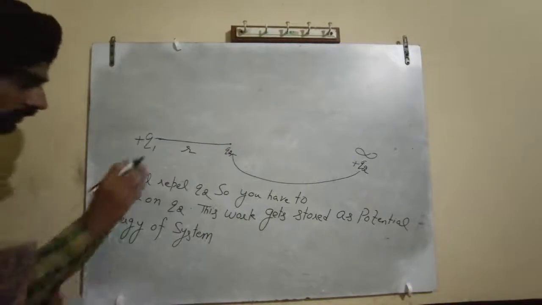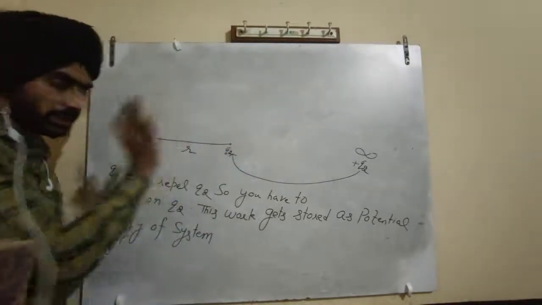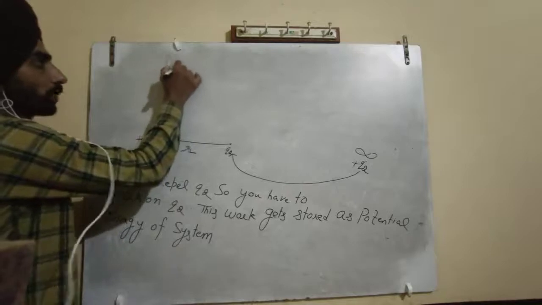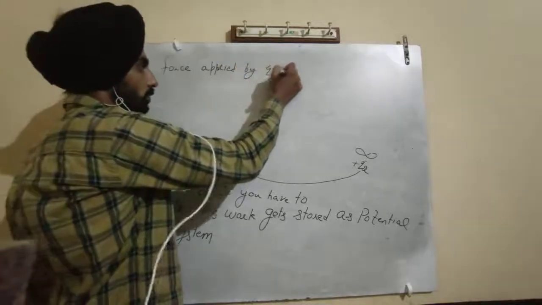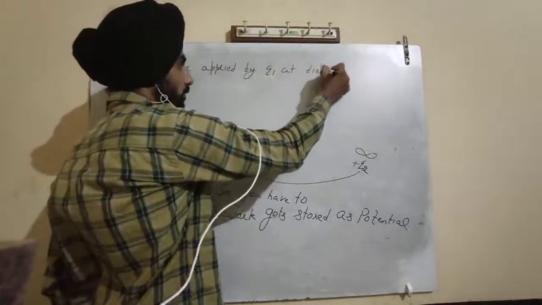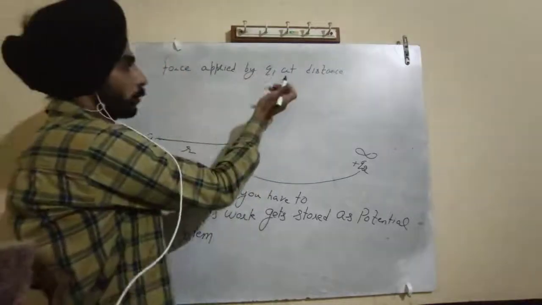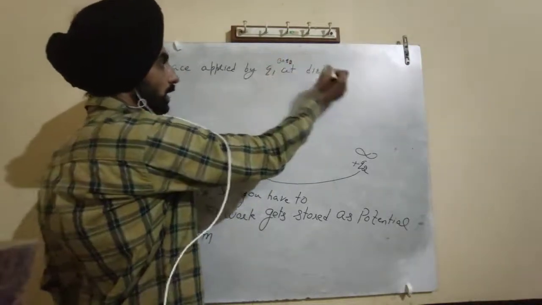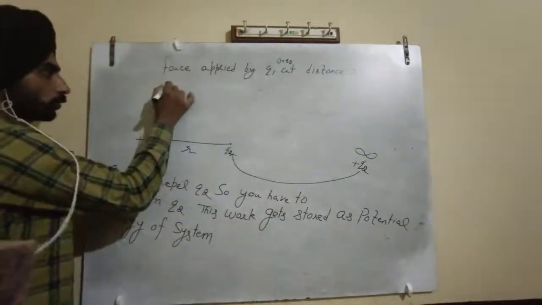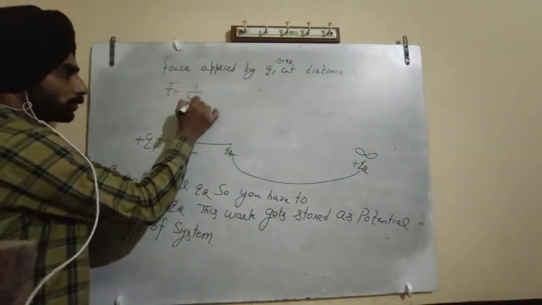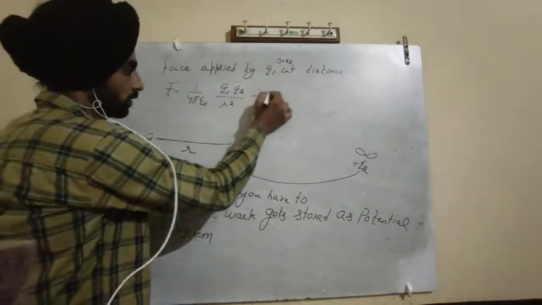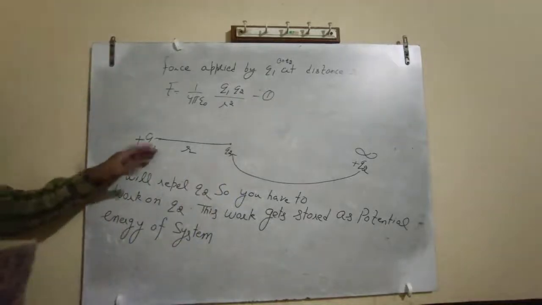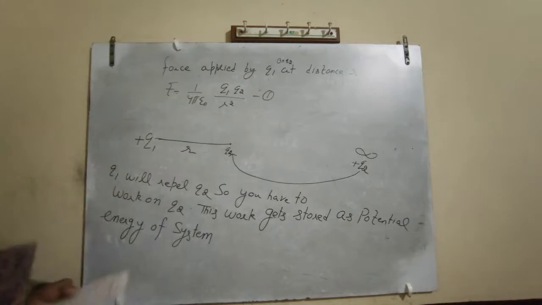If Q1 is here, then the force applied by Q1 on Q2 at distance R is what? The force is 1 upon 4 pi epsilon naught, as you have studied in Coulomb's law, Q1 Q2 upon R square. So this is the force. Q1 is applying this much force on Q2. Now you will make some suppositions. How will you make them? Like this.